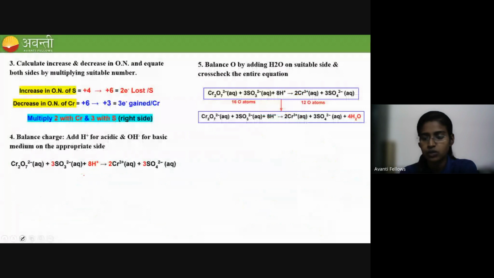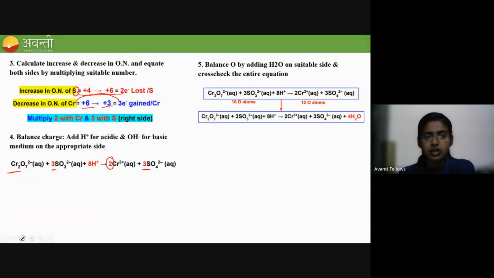Sulfur going from +4 to +6 means it is losing 2 electrons, and chromium going from +6 to +3 means chromium is gaining 3 electrons. So I should multiply chromium by 2. I just have to cross multiply this. I should have 2 chromium and 3 sulfur in my equation. So multiply chromium by 2 and sulfur by 3. I am already having 2 chromium, so on the right hand side I am multiplying by 2, and I should have 3 sulfur, so I am putting 3 on both sides. This is what I have done.